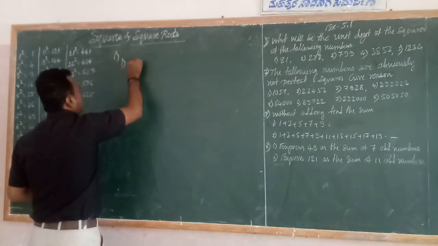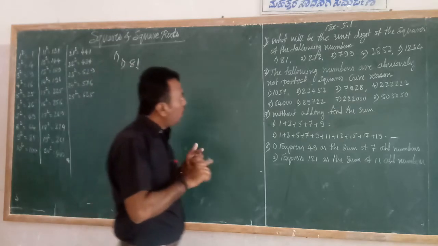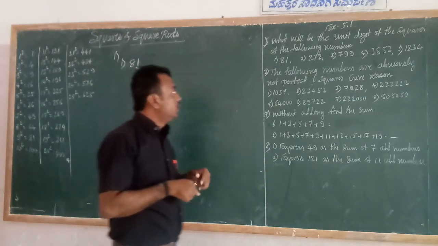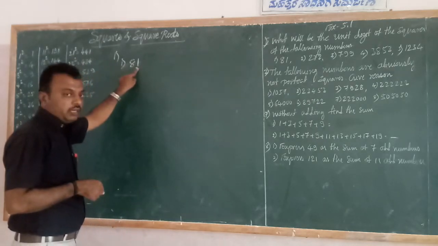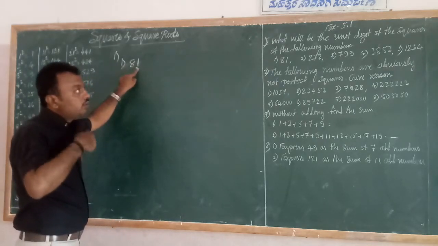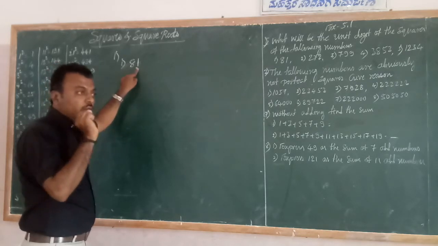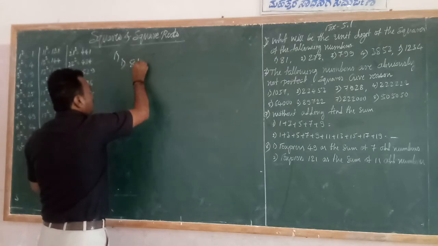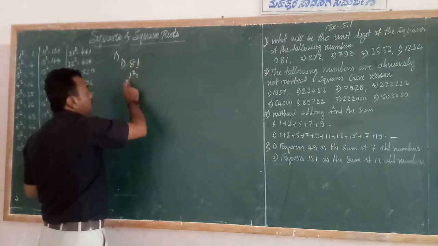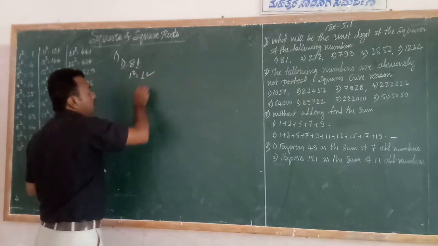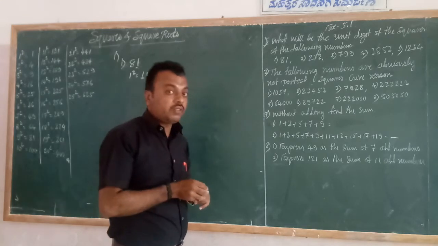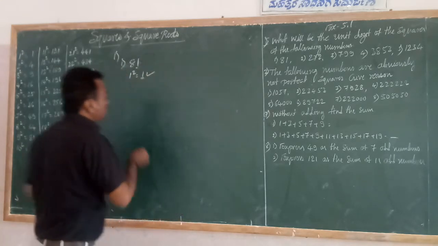First question, 81. What are they asking? What will be the unit digits of the squares of the following numbers? See, the unit place is there, no? That digit you should square. In the unit place, what is here? 1. We should square that. 1 squared means 1. So 1 is the ending digit of the square of 81. Like that, 272.